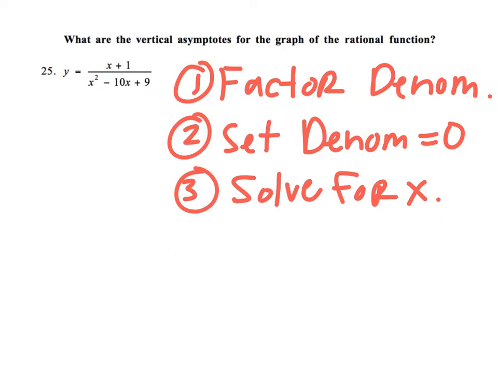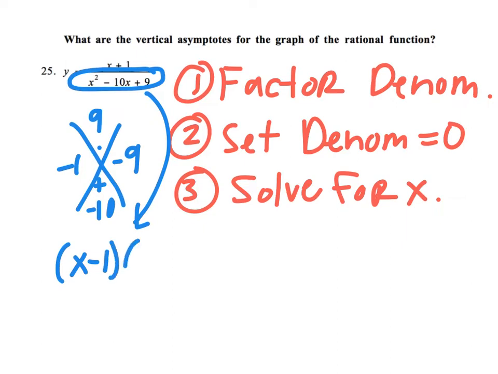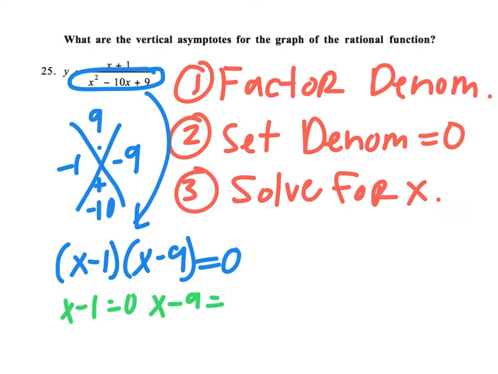All right, we're going to factor the denominator. I have x squared minus 10x plus 9. That means I'm looking for two numbers that multiply to 9 and add to negative 10. My options are going to be negative 1 and negative 9. If I factor that, on the bottom I would have x minus 1 times x minus 9. We are going to set both of those equal to 0. So I have x minus 1 equals 0 and x minus 9 equals 0.